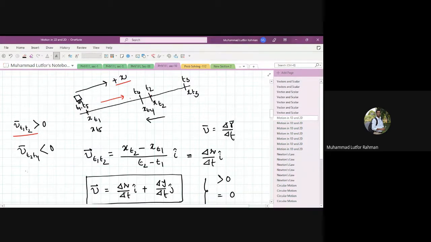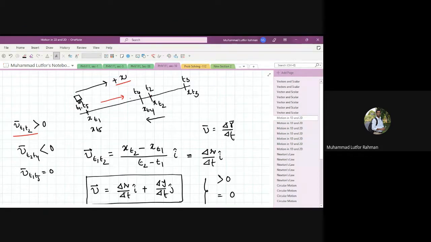And the average velocity between time t1 and t5 is going to be 0 for this case, because my displacement is 0. So the average velocity would be 0. It will always be 0 if your initial and final points are the same, because in that case your displacement is 0.